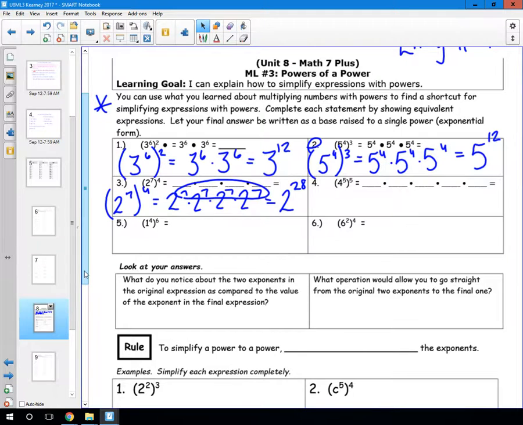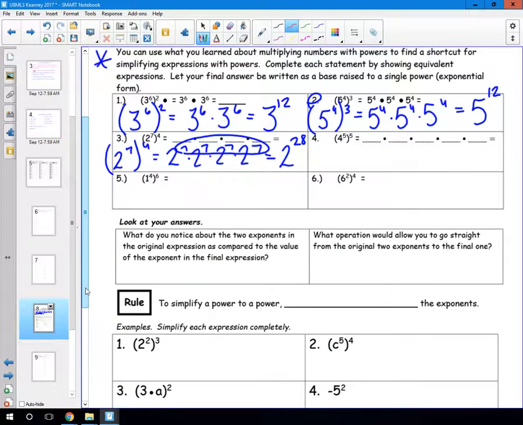Thank you all for trying 4, 5, and 6. I want us to look at the problems that you just did, and I want you to look at these 2 questions right here. What do you notice about the 2 exponents in the original expression as compared to the value of the exponent in the final expression? What do you see that their relationship is?